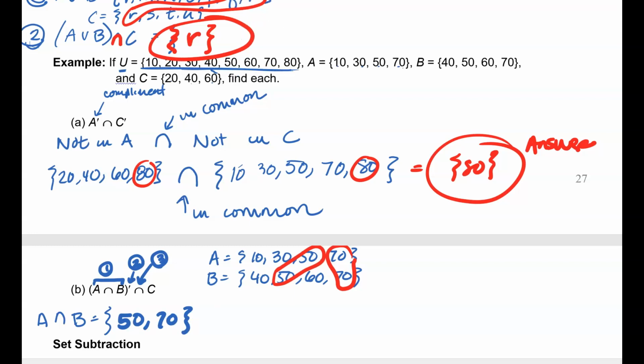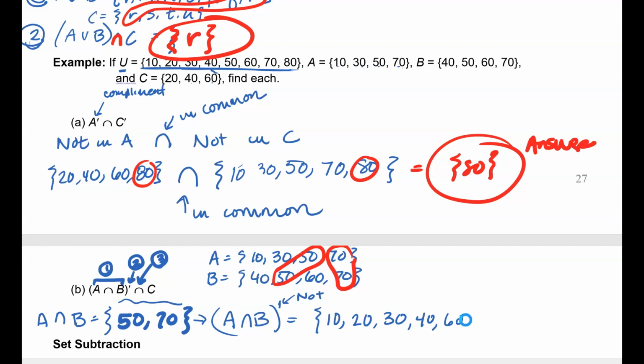And then next, the second step is to find the complement of that. So A intersect B complement means what's not in this set, 50 and 70. So I'm going to look at the universal set and list out all of the numbers except 50 and 70. So 10 is not included in this set, and then 20, 30, 40, 50 is, so I'm going to skip 50, 60, 70 is, and then I'm going to write down 80. So what's not in this intersection is 10, 20, 30, 40, 60, and 80.